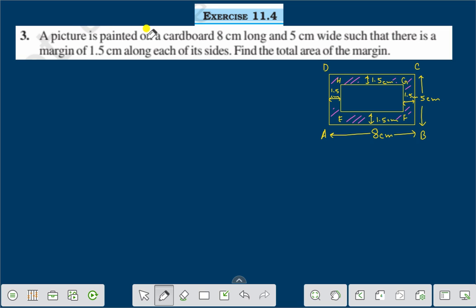A picture is painted on a cardboard of 8 cm long and 5 cm wide such that there is a margin of 1.5 cm along each of its sides. Find the total area of the margin.